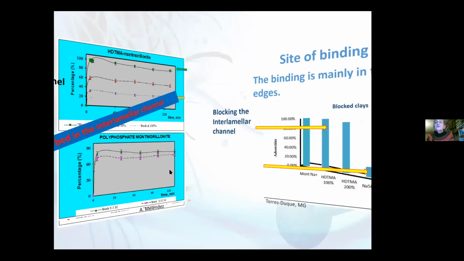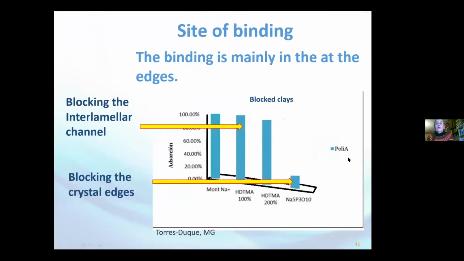In the case of poly-A, we repeated the experiments and found that only when we block the edges does the absorption decrease considerably. So in this case, poly-A is bound at the edges of the crystal.